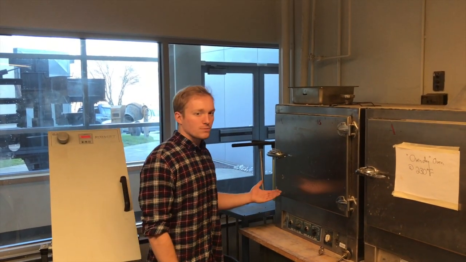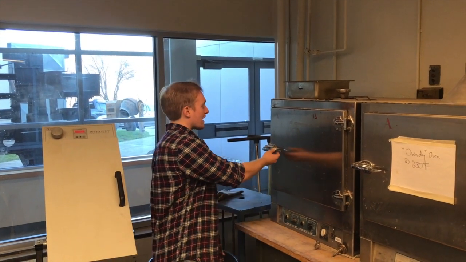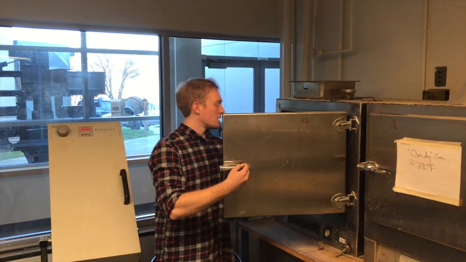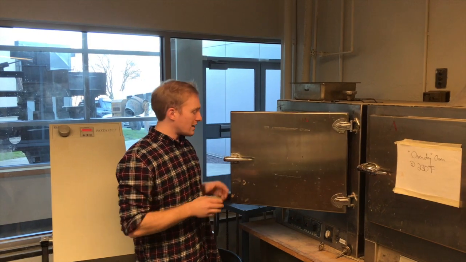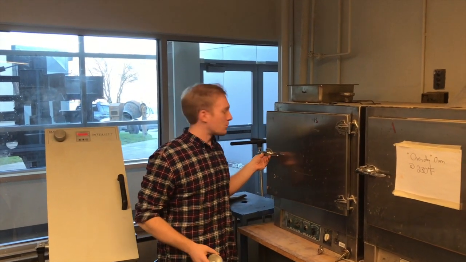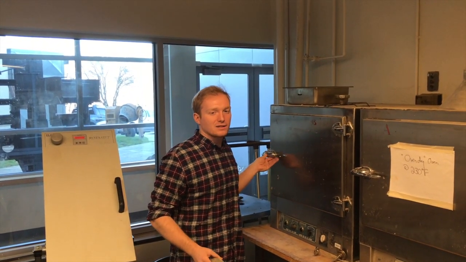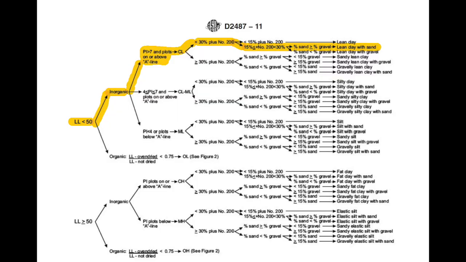So after completing the plastic and liquid limit tests, we have weighed our samples and then placed them in the oven to remove water weight. Now that the samples have been dried out, we will take our samples and weigh them once again. We will then compare these weights to determine the water content of the soil at the liquid and plastic limits.